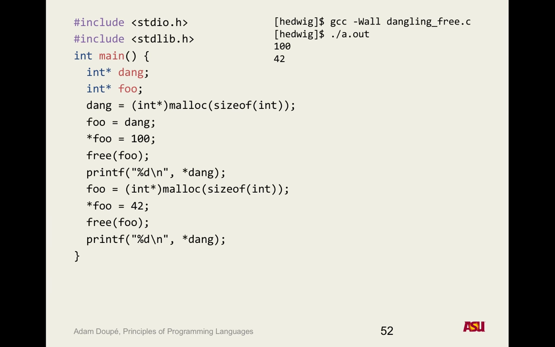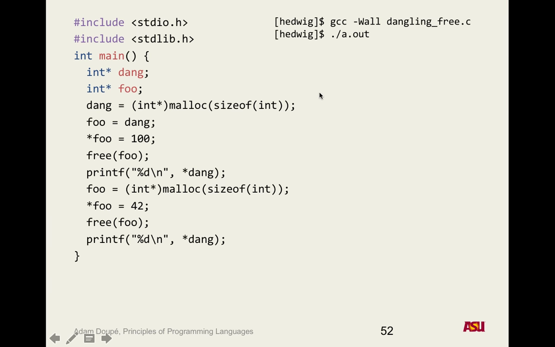This is because malloc and free, the memory allocation here, thinks that the address it returned before has been freed. It can reuse that address now, so it's perfectly valid for it to return that address on a subsequent call to malloc.